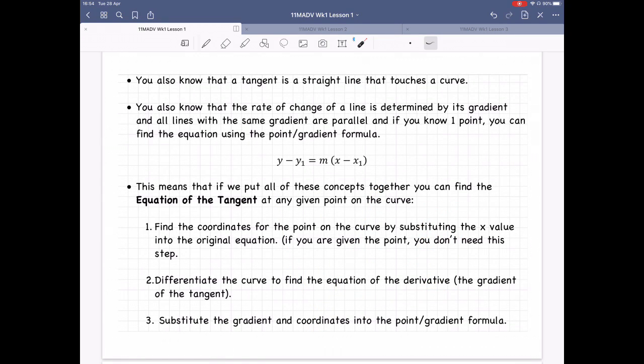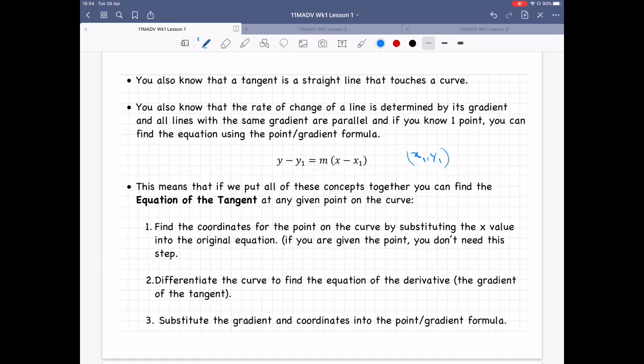We also know that a tangent is a straight line that touches a curve, which means we have a linear relationship. So we know that the rate of change of a line is determined by its gradient, and that all lines with the same gradient are parallel, which means if we know one point, we can find the equation using the point gradient formula. So y minus y1 is equal to m outside of x minus x1, where x1, y1 are our known points.